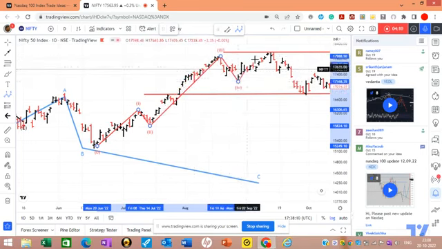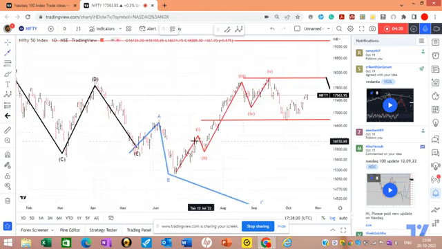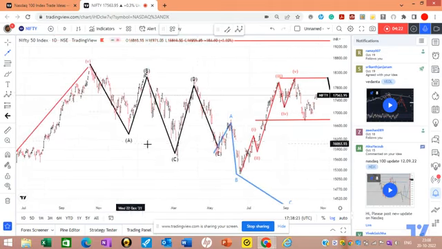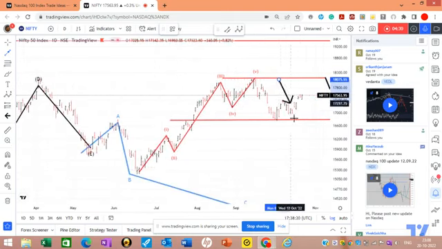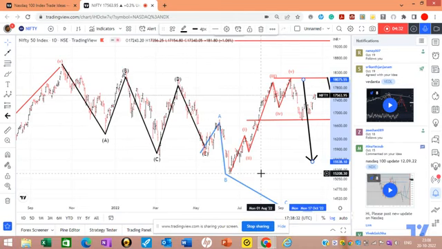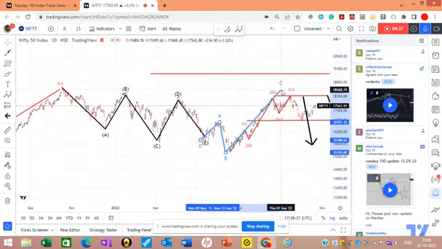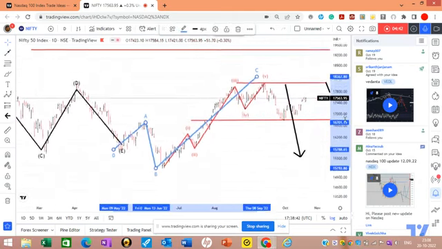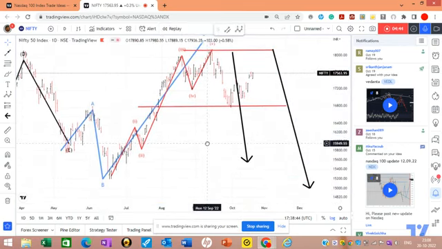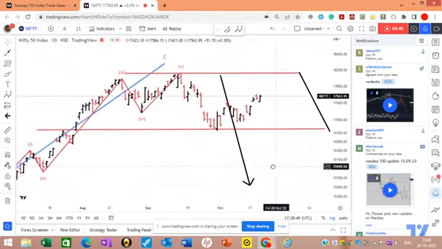So I was expecting that wave three. You see, this was the first wave, leading diagonal pattern. This is the second wave correction, ABC, and this would be the third wave. But this wave is taking a lot of time. This third wave is taking a lot of time. So I come to the present price action.